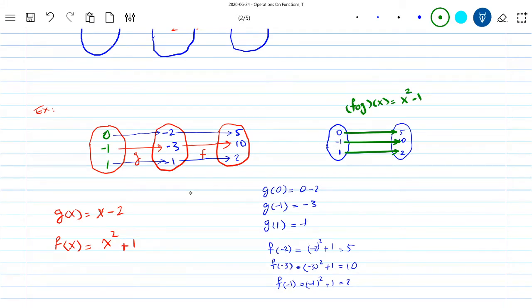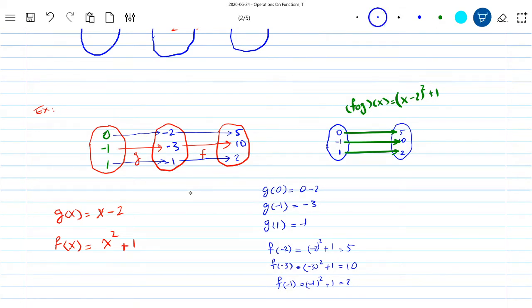Sorry. Is it x squared minus 1? X minus 2 squared plus 1, sorry. X minus 2 squared plus 1. Okay. If I think about this function, f of g this way, x minus 2 squared plus 1.